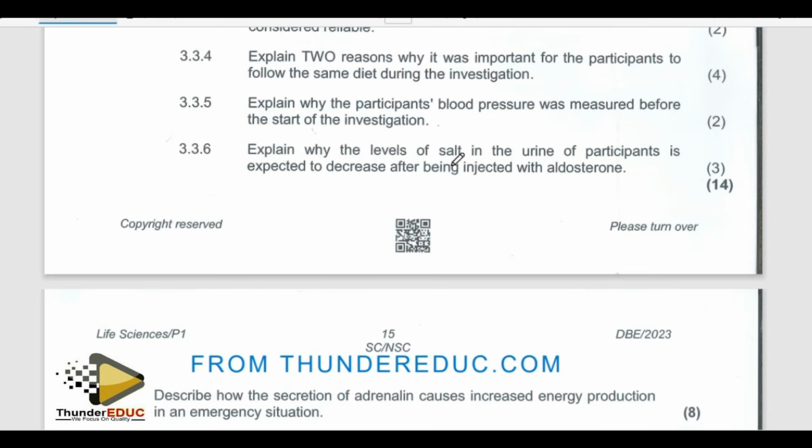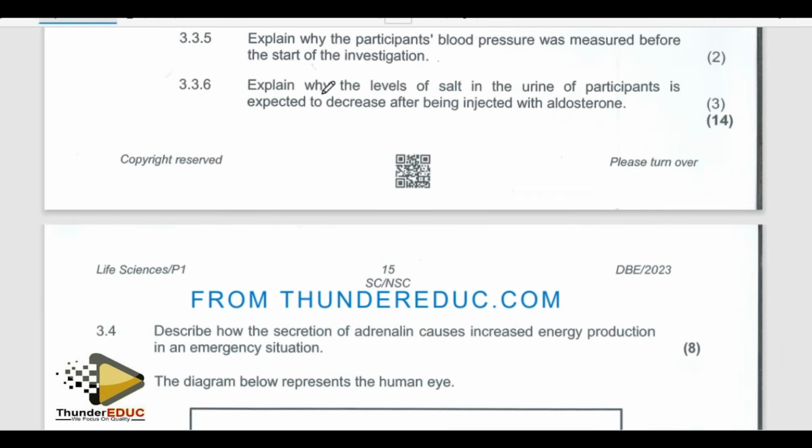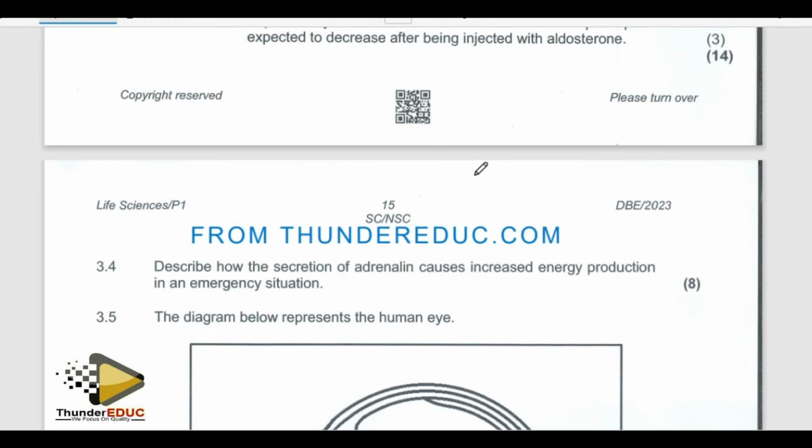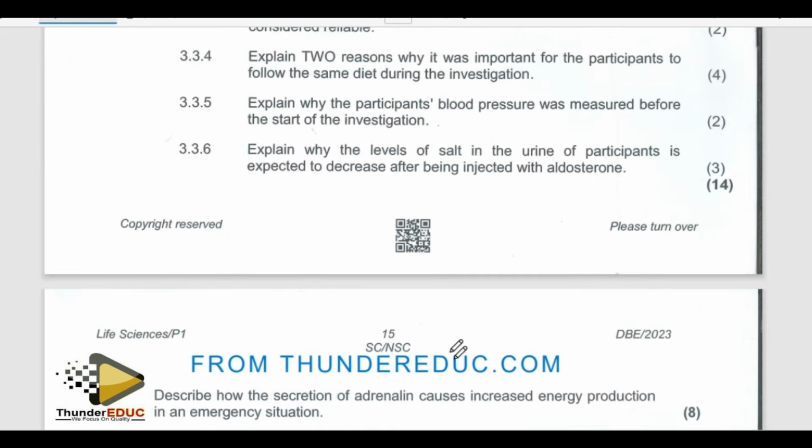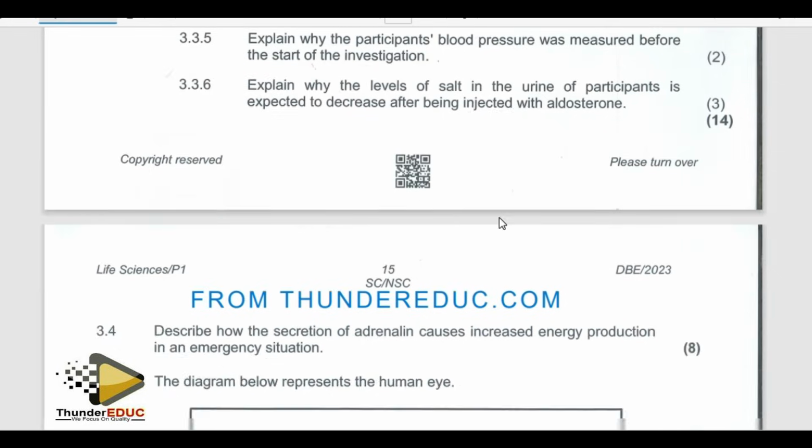So basically, it is to compare the results or reference point. Explain why the level of salt in the urine of the participant is expected to decrease after being injected with aldosterone. Don't forget, the function of aldosterone is to stimulate the nephron, so that there is more reabsorption of this salt back to blood. It means that you have less salts in the urine, and more will be reabsorbed back.